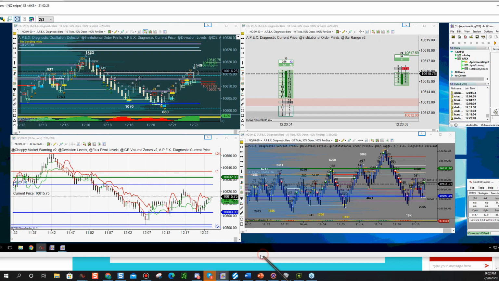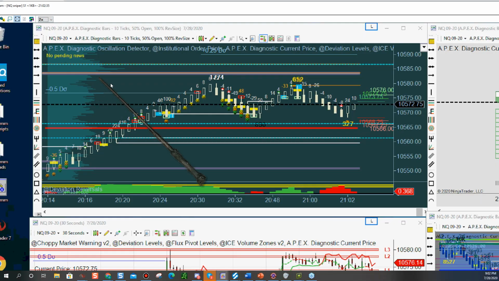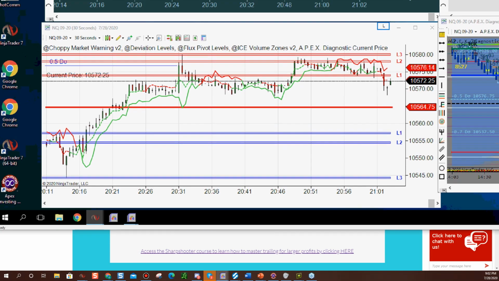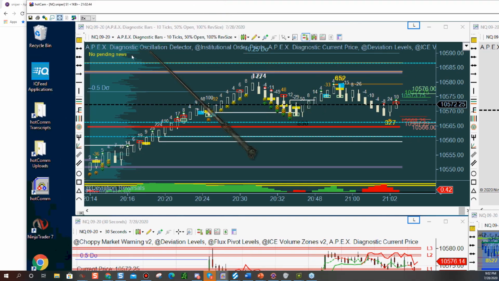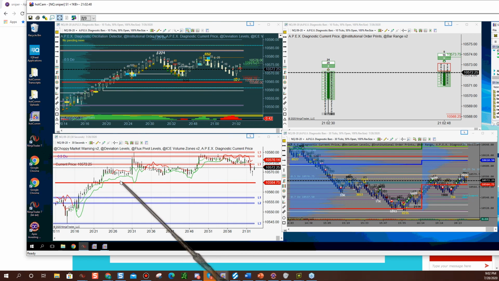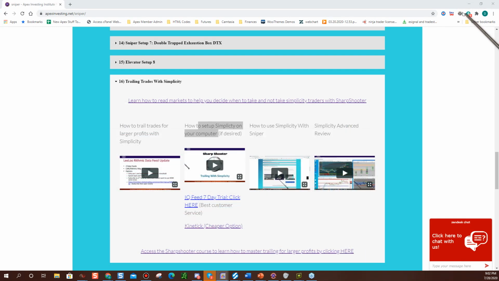Now, you don't have to set it up on your computer. You could literally just put it on your screen from the room. And you could adjust that to fit your screen and take up an entire screen, or you could make it smaller if you want to. Okay, so Simplicity is available in the room, so you don't have to get the extra data feed. If you want to know how to do it, check this out.